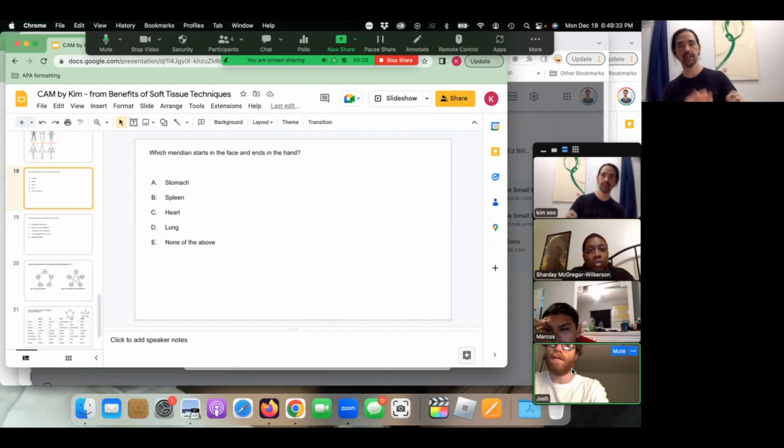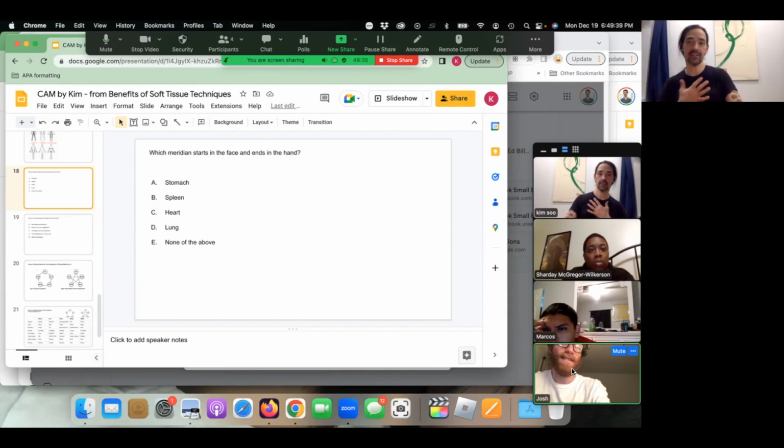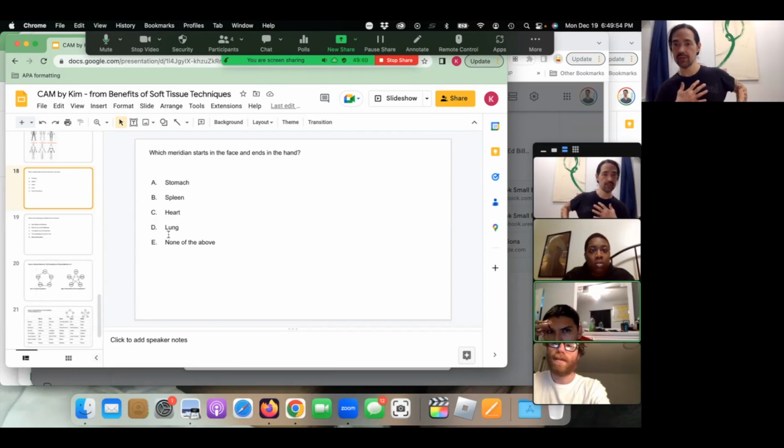The heart actually starts in the chest. The yin hand meridians start in the chest. Just because the organ is in the chest doesn't mean that it starts there. You know, the kidneys are in the pelvis, but it starts in the foot. So the heart, the lung, and the pericardium, those are the yin channels that travel through the hand. They start in the chest and they end in the hand.